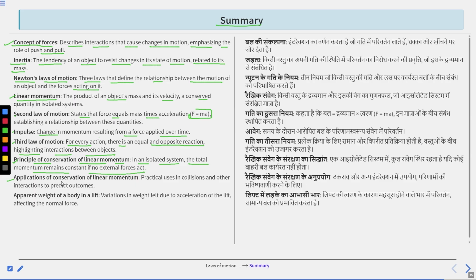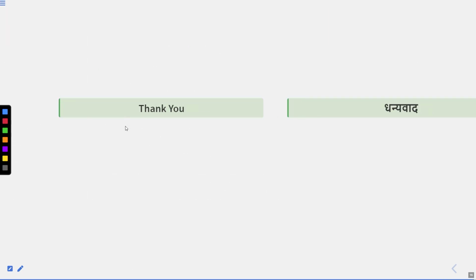And then applications of conservation of linear momentum: practical uses in collisions and other interactions to predict outcomes. And last, the apparent weight of a body in a lift: variations in weight felt due to acceleration of the lift, affecting the normal force. We learned two types: first, when the body is moving upward, and second, when the body is moving downward. Clear? So these concepts we learned in today's lecture. Clear? Thank you.